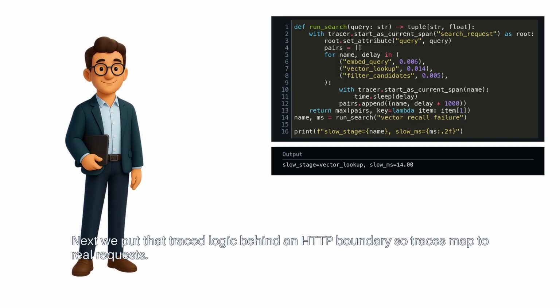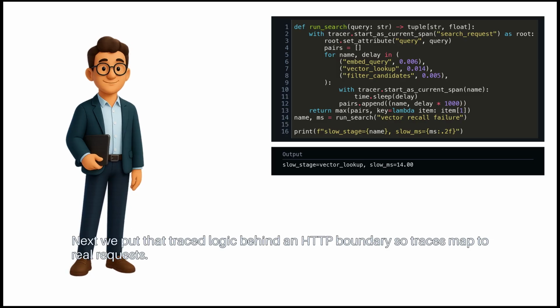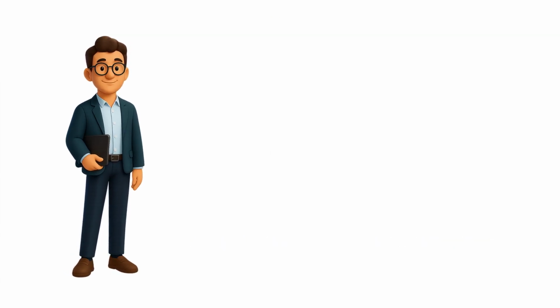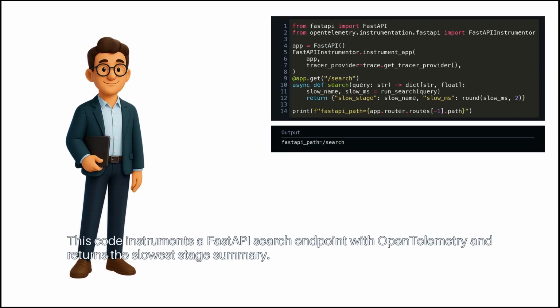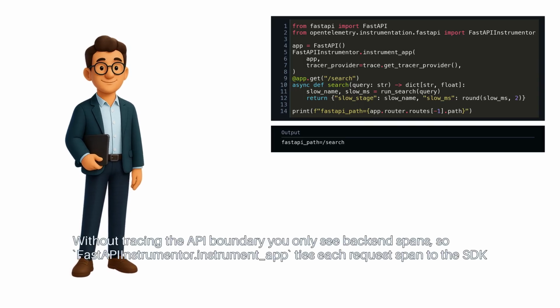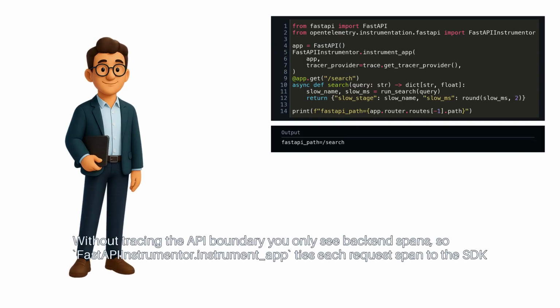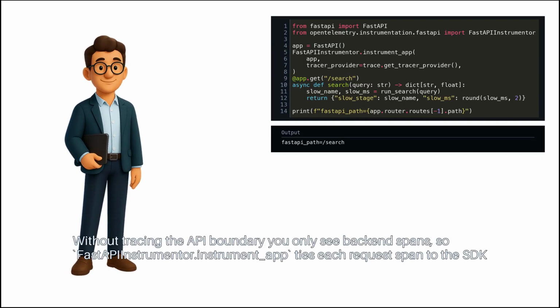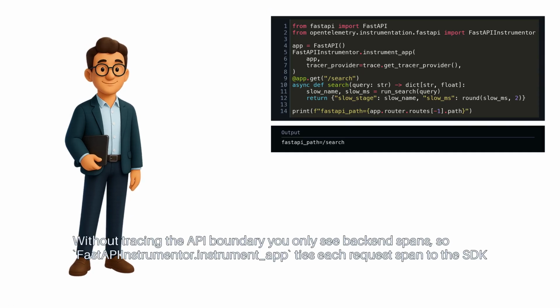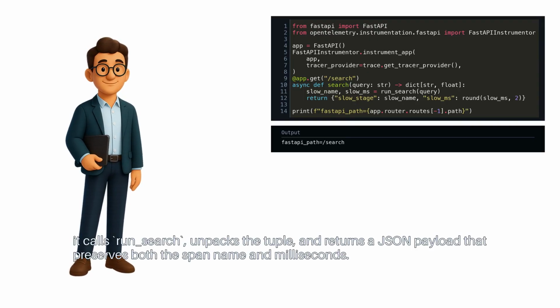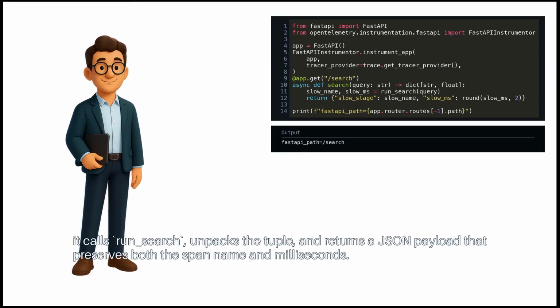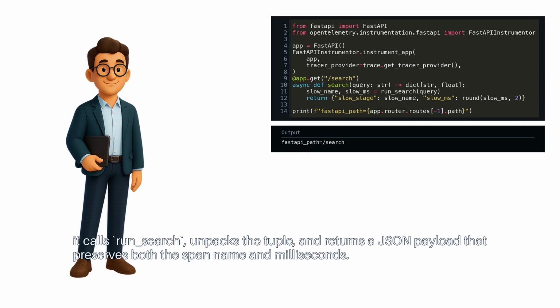Next, we put that traced logic behind an HTTP boundary, so traces map to real requests. This code instruments a FastAPI search endpoint with OpenTelemetry and returns the slowest stage summary. Without tracing the API boundary, you only see backend spans. So, FastAPIInstrumentor.instrument_app ties each request span to the SDK provider we created earlier. The search coroutine stays tiny. It calls run_search, unpacks the tuple, and returns a JSON payload that preserves both the span name and milliseconds.